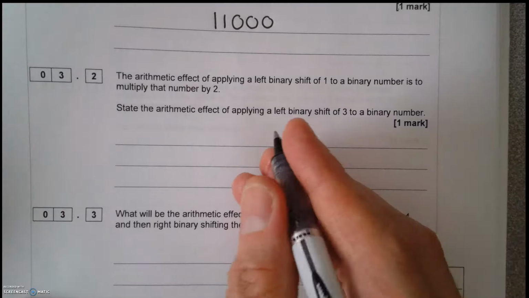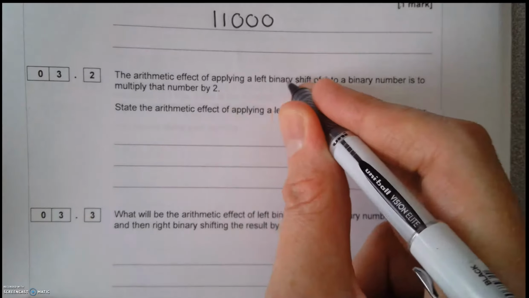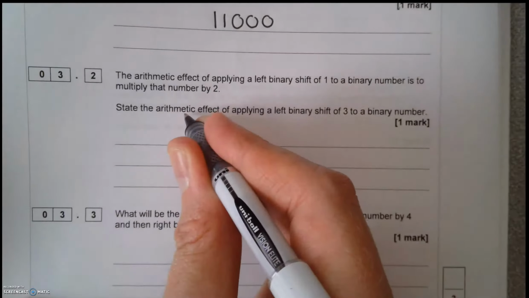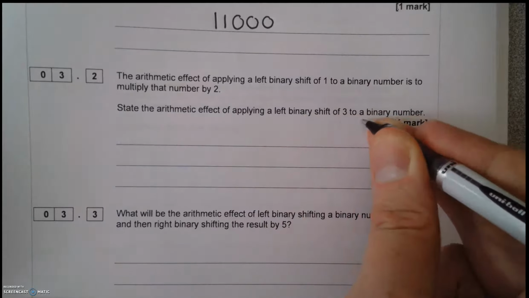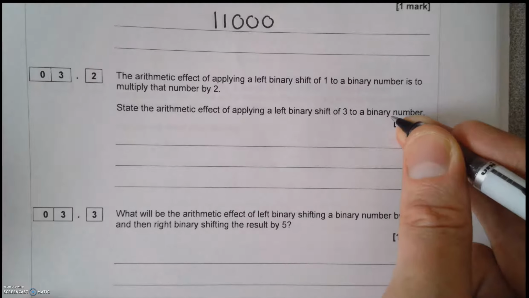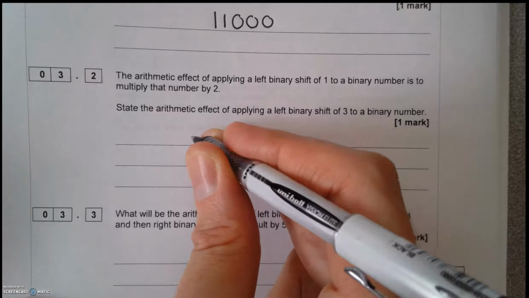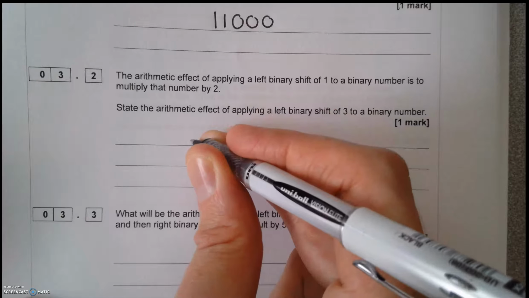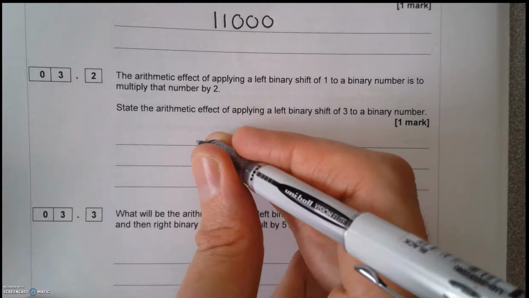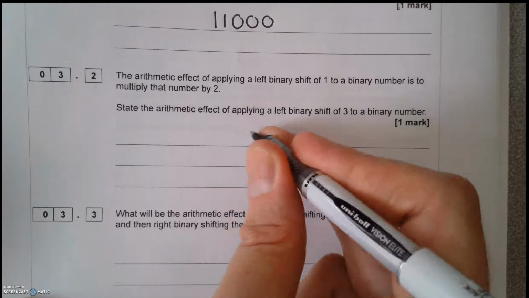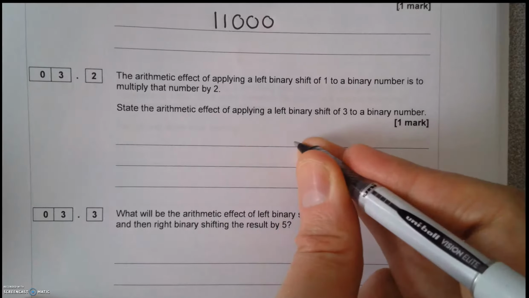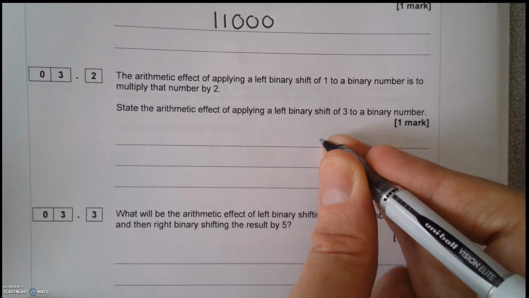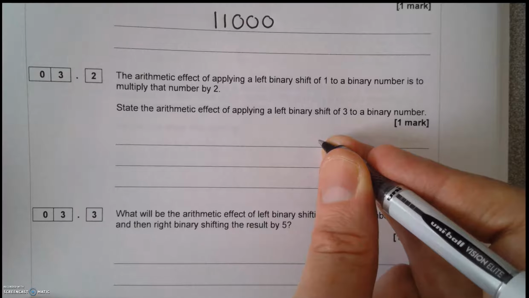Right, question 3.2. The arithmetic effect of applying a left binary shift of 1 to a binary number is to multiply that number by 2. State the arithmetic effect of applying a left binary shift of 3 to a binary number. Now, what this has asked people to do, and what a lot of people apparently didn't do in the exam a year ago, was to actually explain what's happening. They did the shift, which to me would have taken some doing. It's actually easier just to write out a sentence explaining what that is. But they did all that work and got no marks for it, so that isn't good to do.